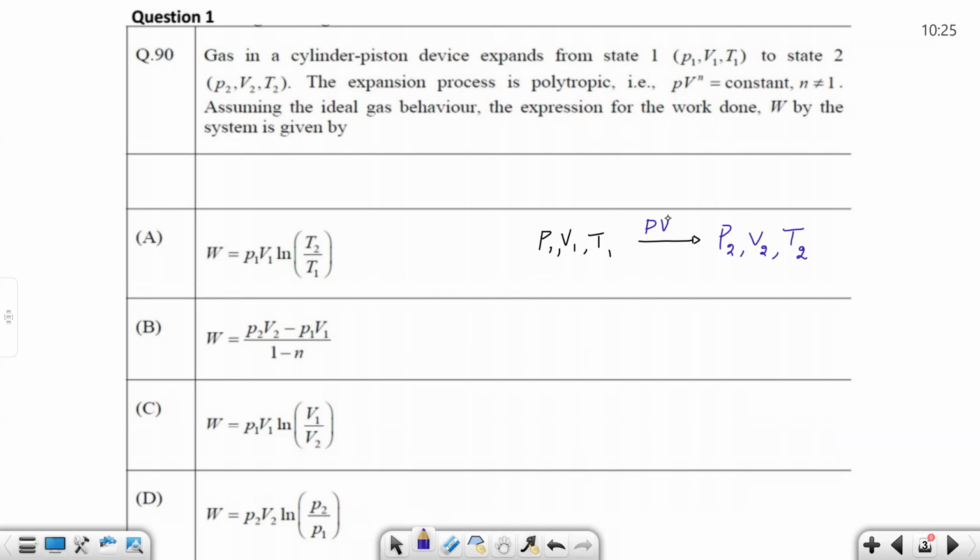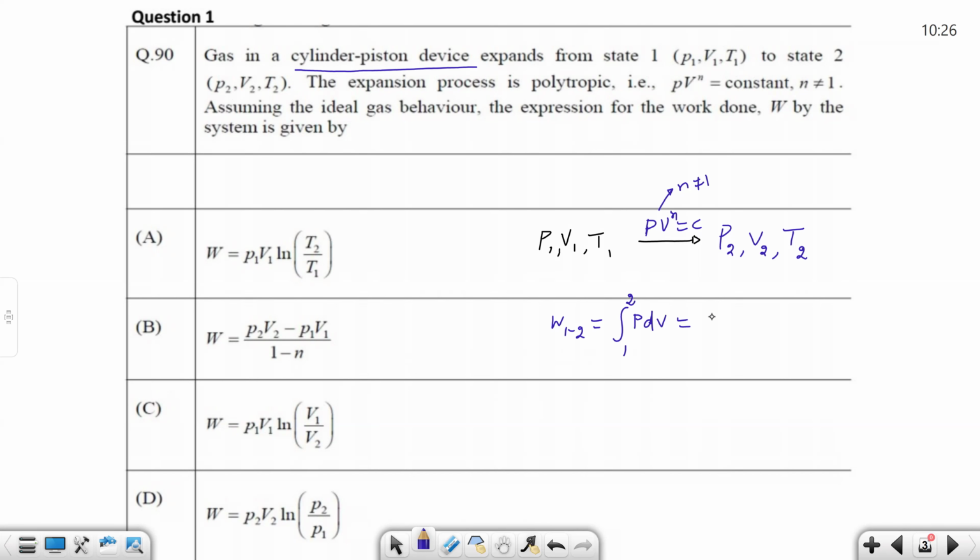So PV^n equals constant, n not equal to 1. Assuming ideal gas behavior, the expression for the work done by the system. We know that it is a closed system because it is a cylinder piston device. So the work transfer in the process 1 to 2 is integral PdV.